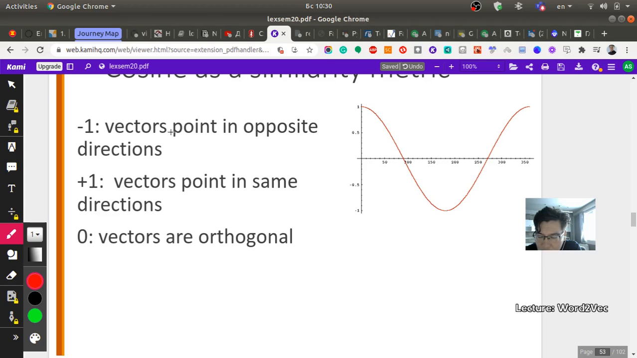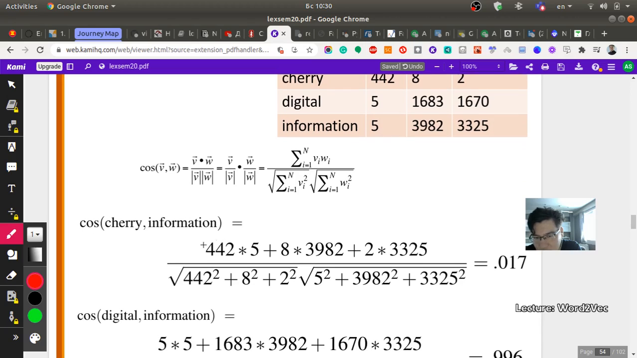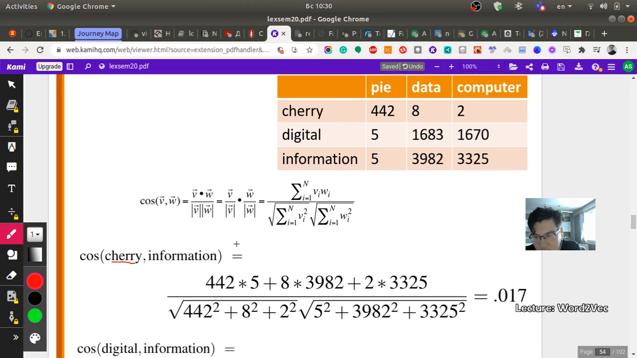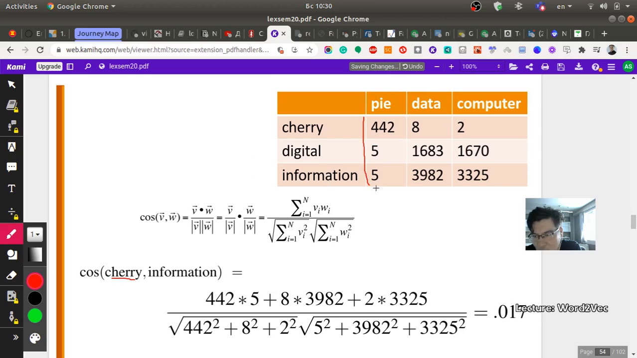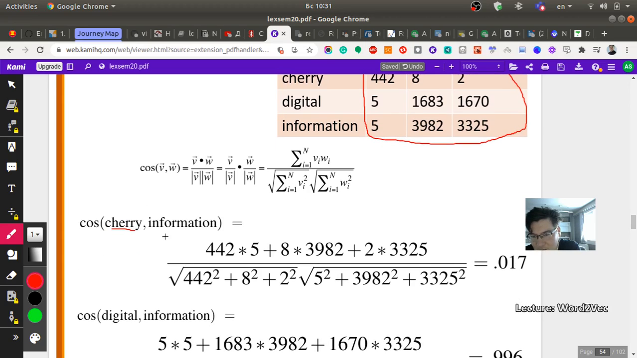Plus minus 1: vectors pointing in opposite directions, plus 1: vectors pointing in the same direction. So here's some formula. For example, the cosine between cherry and information. You have this word-to-word data, which shows that cherry and pie occur together 442 times, cherry and data 8 times, computer 2 times. And you can find the distance between cherry and information.